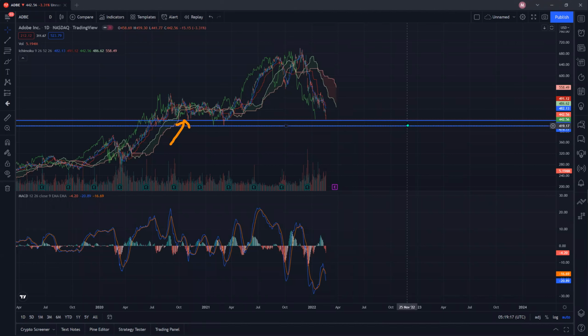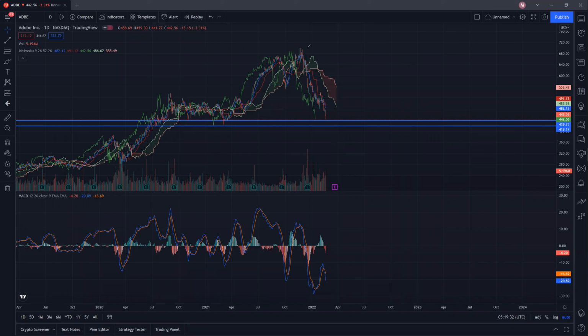Why 420? You can see that there was a very strong support here at 420. So buyers may come back for a while. It may be temporary or it may be a potential reversal. We wouldn't know. We need to look at the price action when the price goes to those levels.